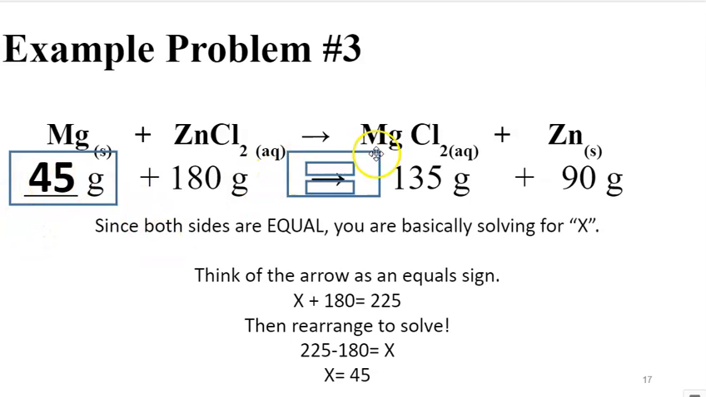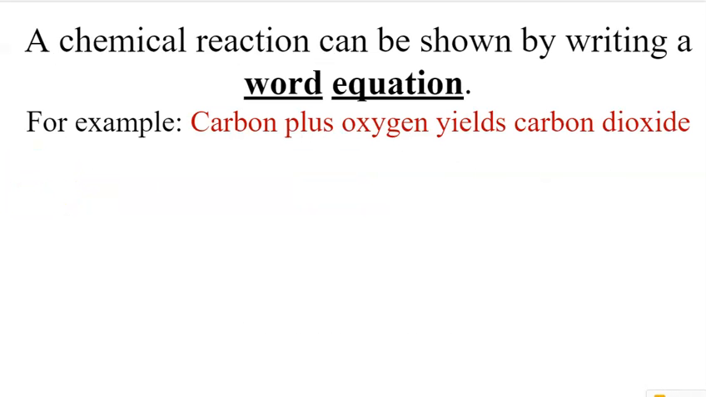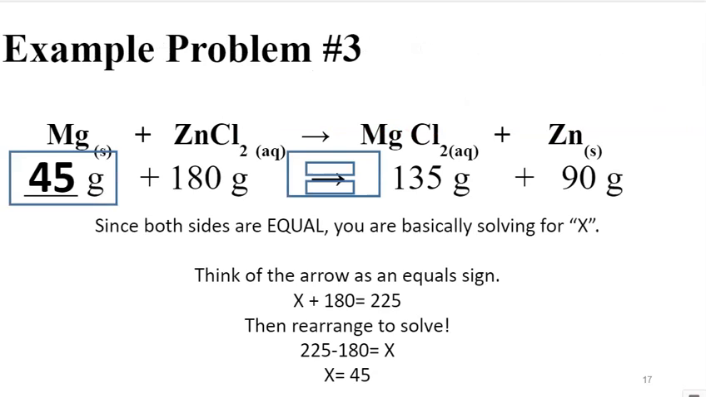Okay? So here is that math. Think of that as an equal sign. So we're basically just solving for x. So when I add 135 plus 90, that is equal to 225. And then all I have to do is subtract, because I know this side, the left-hand side, also has to have 225. So if I subtract 225 minus 180, that's my amount. It's 45 grams. So these seem intimidating, but they're actually pretty simple. So just take it step by step.